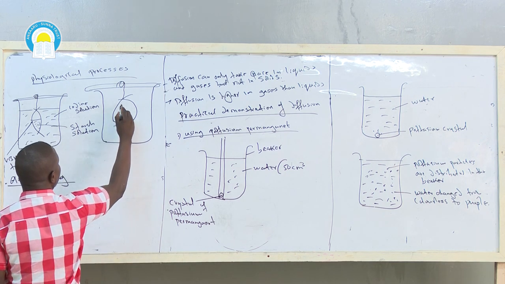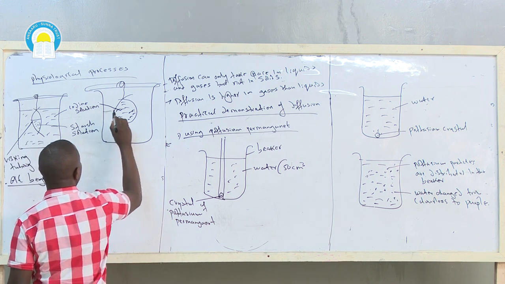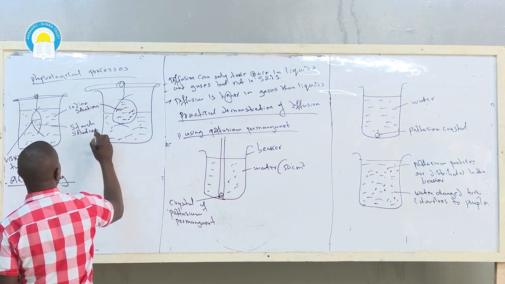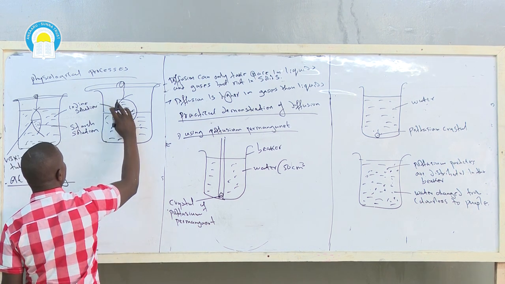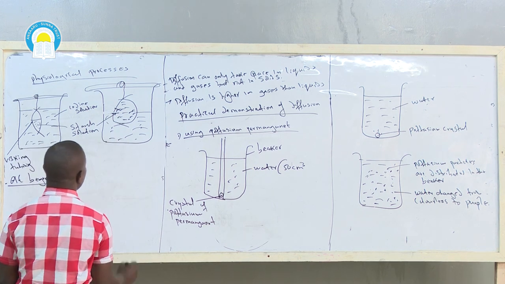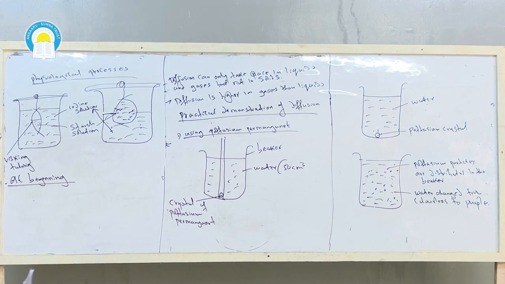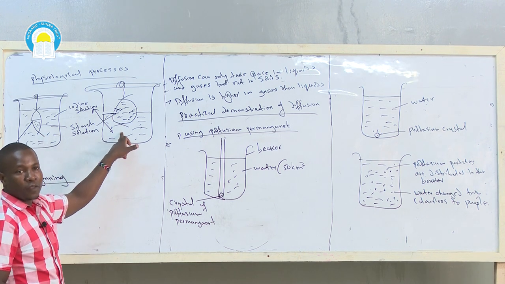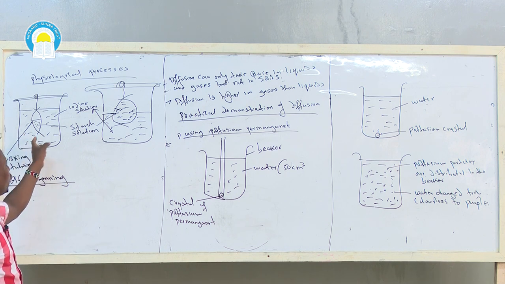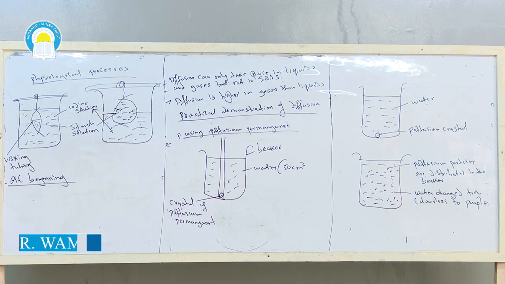So here, inside the visking tubing, we have what? Starch solution, and in the beaker, we have iodine solution. So here is the iodine solution. Also, this one is iodine solution. But the visking tubing has half solution of what? Starch solution. But on the other side, at the end of the experiment, the visking tubing is what? Full.